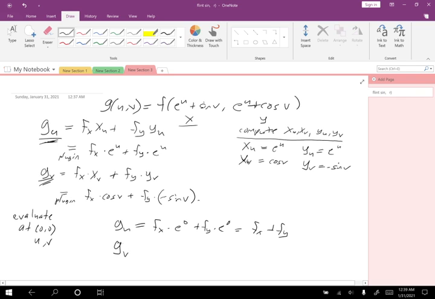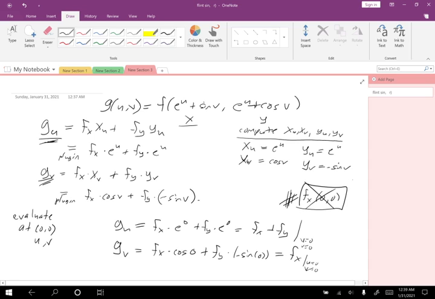So similarly, g sub v will be equal to f sub x times cosine of 0 plus f sub y times minus sine of 0. So that's 0, right? So then we just get f sub x. And these are at x of 0, y is 0. So u equals 0, v equals 0. This is not the same thing as f sub x at 0, 0. Do not get this confused. Bad. Okay? Why? Because 0, 0 is u, v.